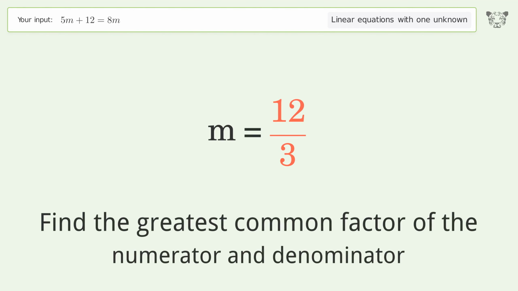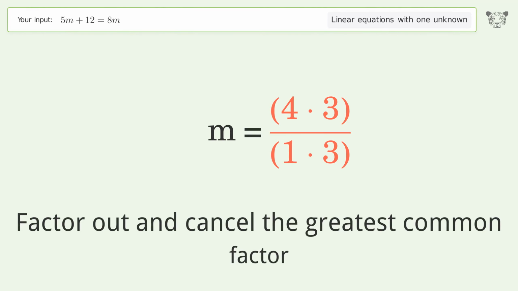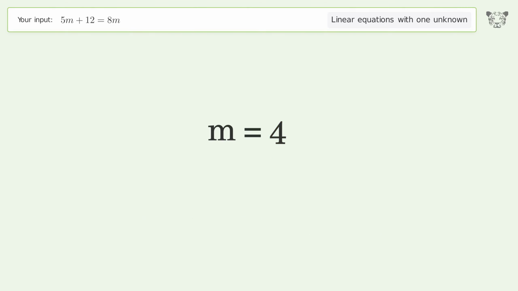Find the greatest common factor of the numerator and denominator. Factor out and cancel the greatest common factor. And so the final result is m equals 4.